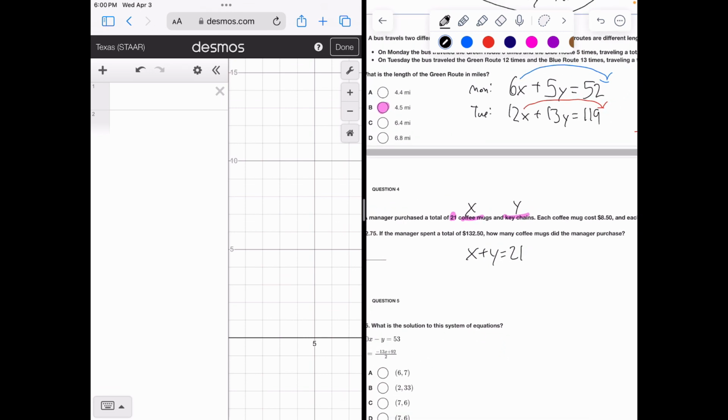Each coffee mug is $8.50. So X is the number of coffee mugs. Y is the number of keychains. Right over here, X is the number of coffee mugs. Y is the number of keychains.